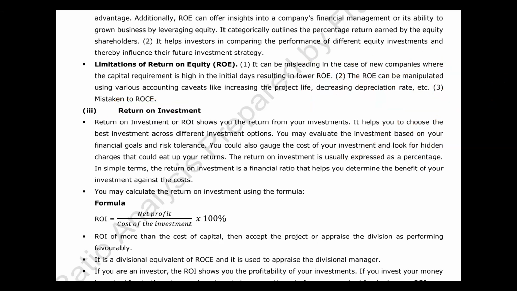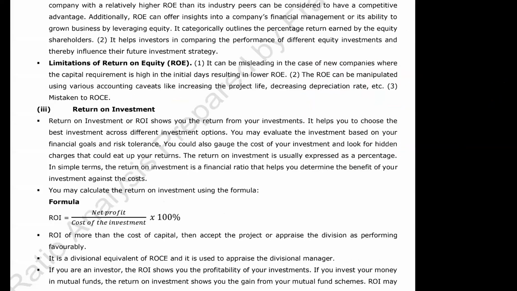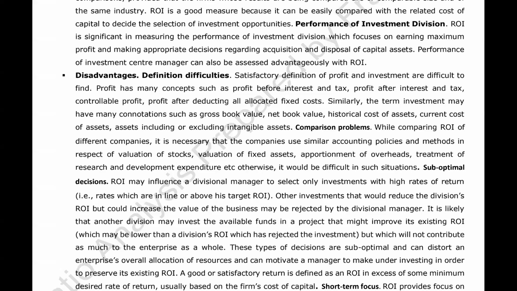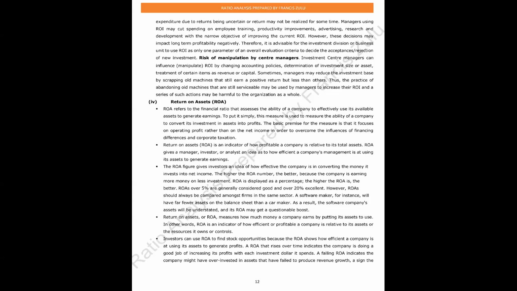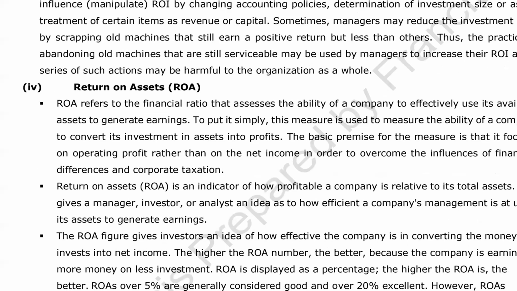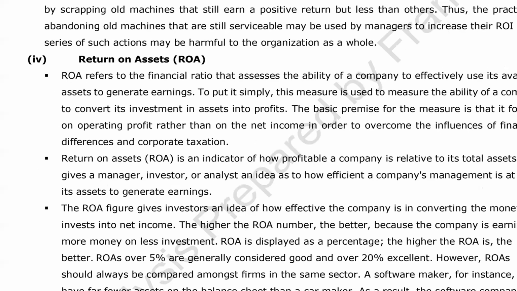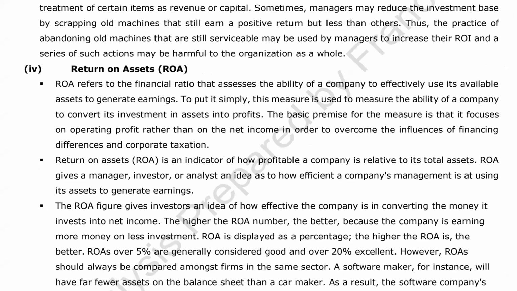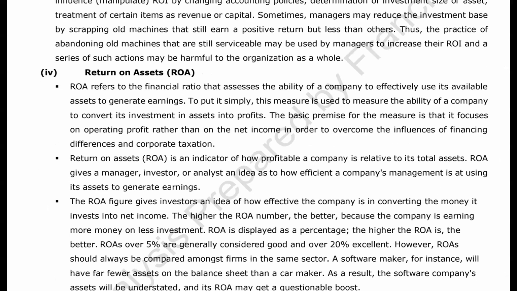So that is what is there. That's about the return on investment. It's another ratio that we use to assess the profitability of a company. We also have another ratio which is called the return on assets. This one assesses the ability of a company to efficiently use its available assets to generate earnings. That is called the return on assets.